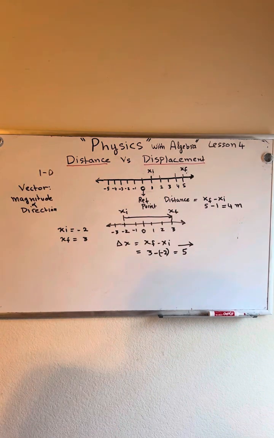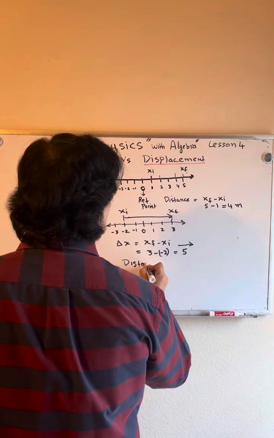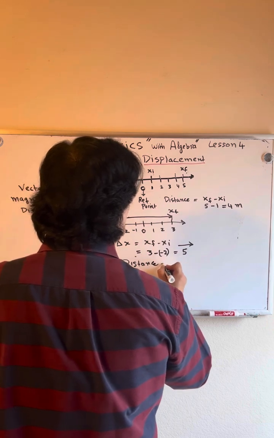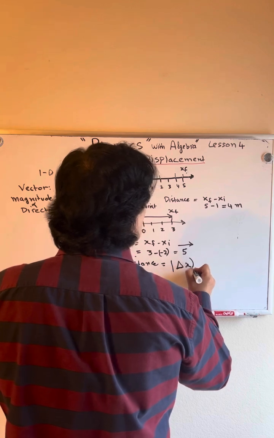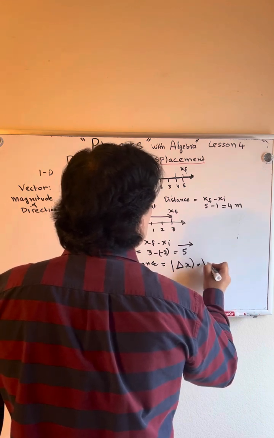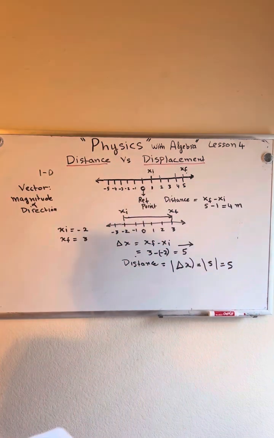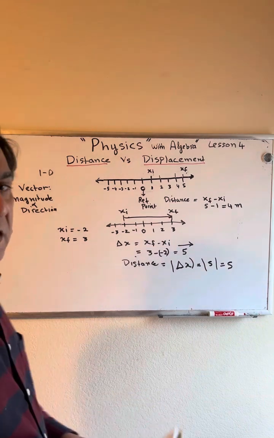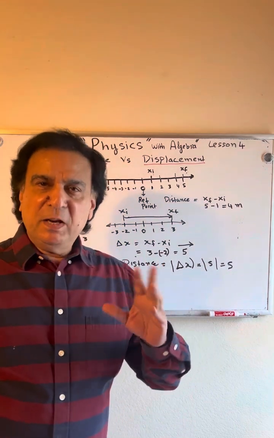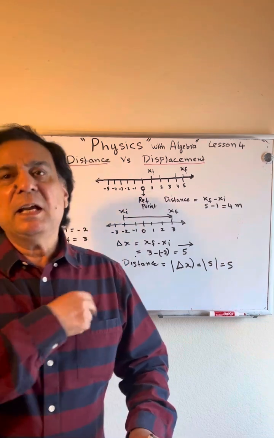So then I ask you, what's the distance? Distance is going to be basically just the absolute value of delta x, which in this case is the absolute value of 5, which is equal to 5. So how's that? Okay. I'll come back and do one more example, which will have a negative in there, which will make more sense. I'll come back and solve that for you.